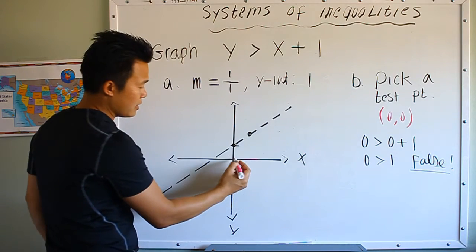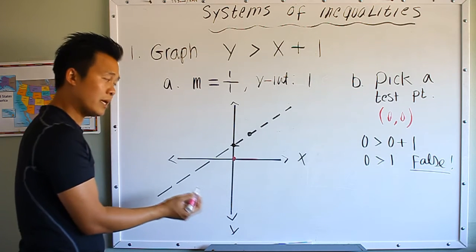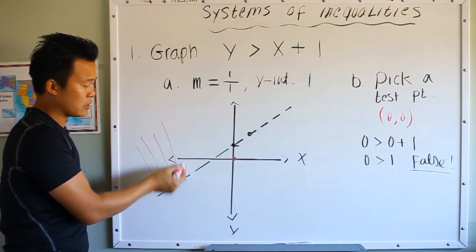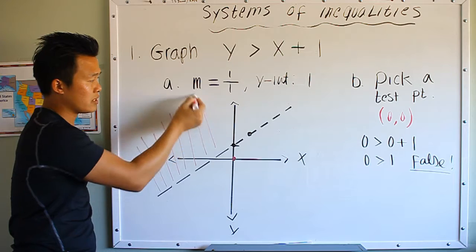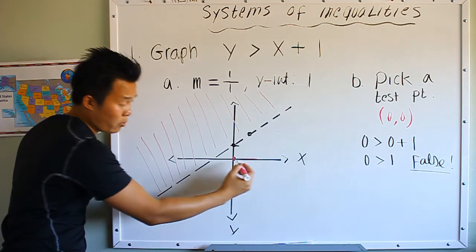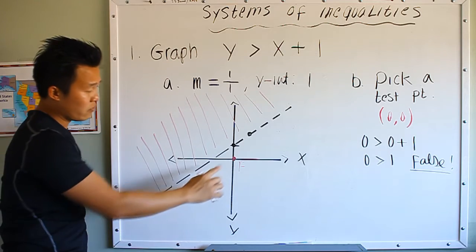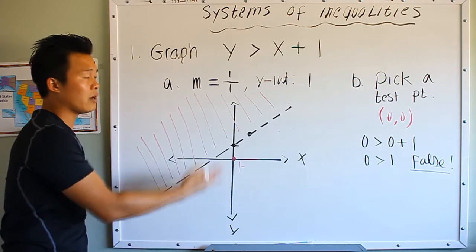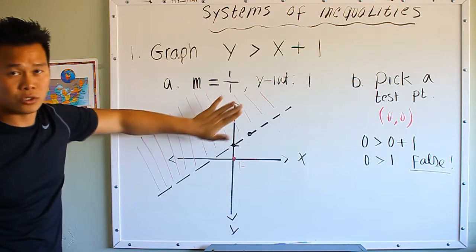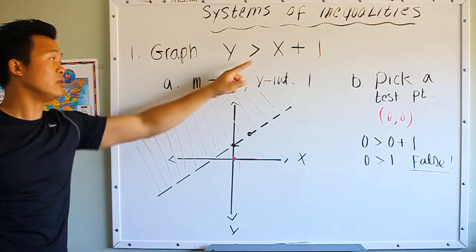My test point is in this region. It produces a false statement, which means that the region above the line is the solution. In other words, the region above the line will satisfy my inequality. If your test point produces a false statement, then you shade on the other side of the line. If your test point produces a true statement, then you would shade on that side of the line. That's how you would graph an inequality. So the shaded area is the solution. Any point that you pick above the line, which is in the shaded area, will be a solution to that inequality.